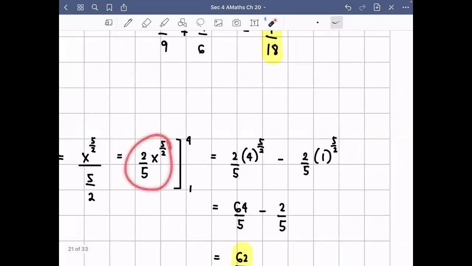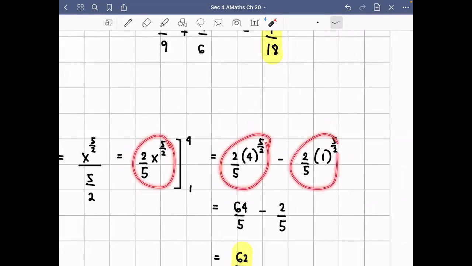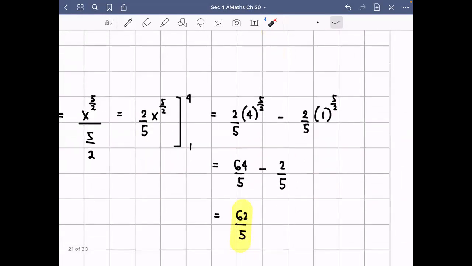Now, we find the upper and the lower limit. So using this upper limit 4 minus the lower limit, which is 1. So this one, therefore, your answer is 64 over 5 for this one, and then for your lower limit, it's 2/5. So your final answer is 62 over 5. Or if you want, it's 12 and 2/5. But again, improper fractions are accepted.